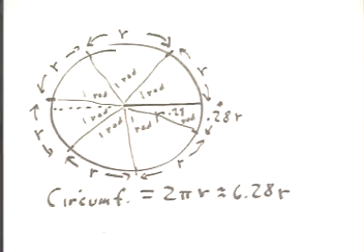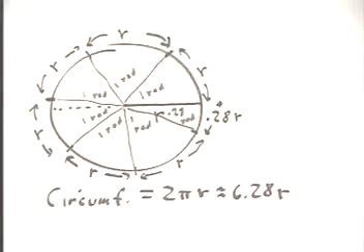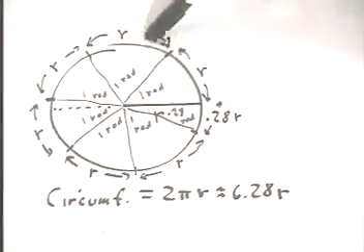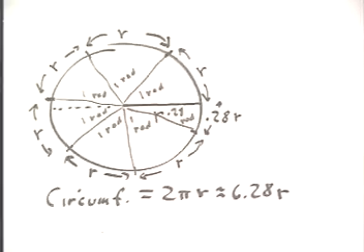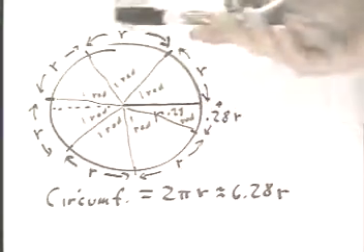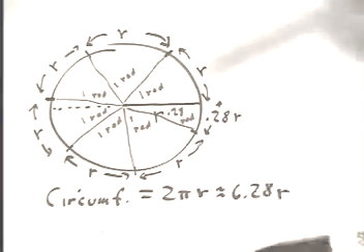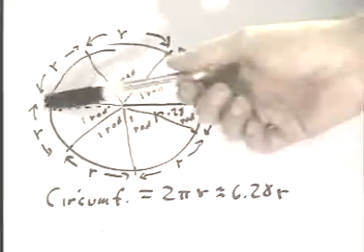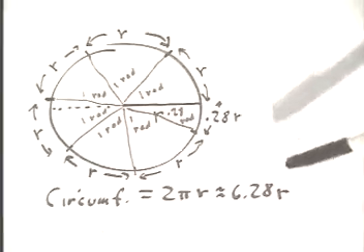We could ask the question, how many 1 radian angles can we fit around a circle? That's the same as asking how many arcs of length r will fit around the circle, since each 1 radian angle intercepts an arc of length r. The total distance around the circle, the circumference, is 2 pi r, 6.28 r. Remember that pi is the ratio of the circumference to the diameter of a circle, or the circumference to twice the radius. So the circumference is 2 pi r, about 6.28 r.